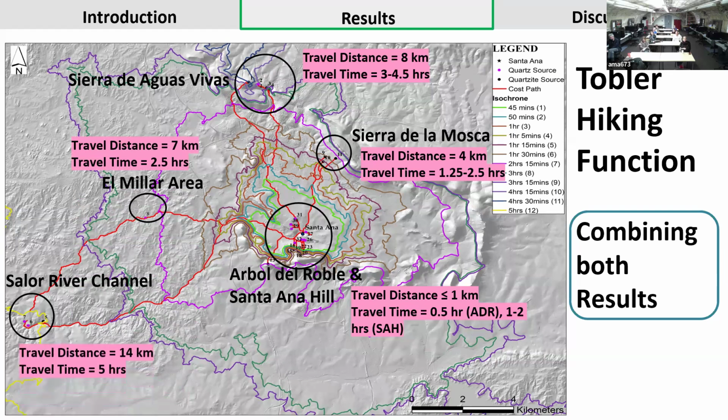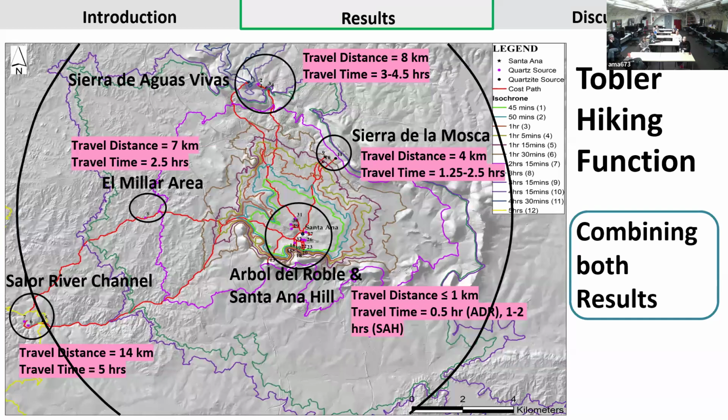And the Salou area, which is the farthest source, is about 14 kilometers from Santa Ana, and it's going to take approximately 5 hours to travel to this area. So in total, based on the information that I was able to gather from my work, the radius of operation did not exceed 15 kilometers. The farthest area is the Salou River area, which is about 14 kilometers from Santa Ana, and it's going to take about 5 hours to travel there.